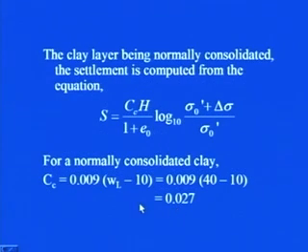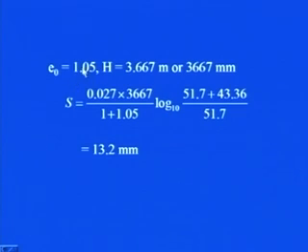Now, the clay layer will be contributing to the settlement, and it is a normally consolidated soil. So, for the settlement expression, you know that it is Cc H by 1 plus e naught, log base 10 of sigma o prime plus delta sigma divided by sigma o prime. And it has been given in the problem what the liquid limit is, so you can find this Cc value. Using 0.009 (WL minus 10), you get the 0.027 value. Then you know the e naught value and H value, and you put them in this expression, and you simply get 13.2 millimeter of settlement.